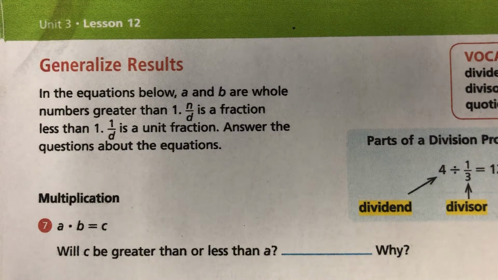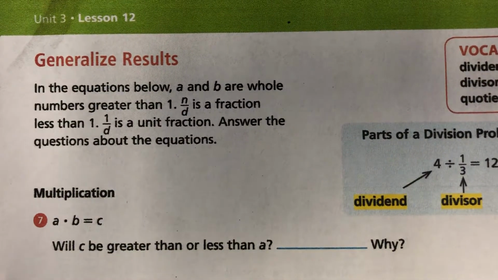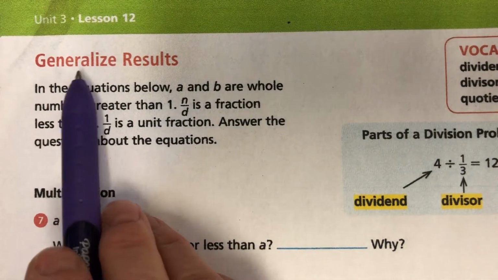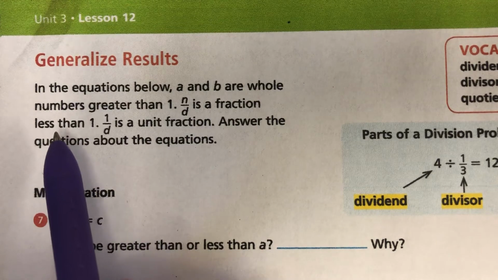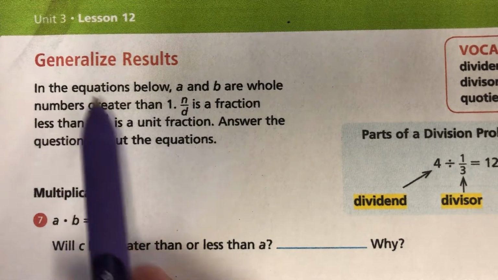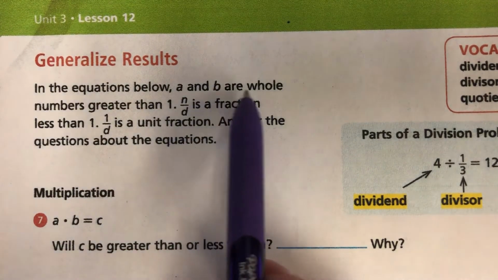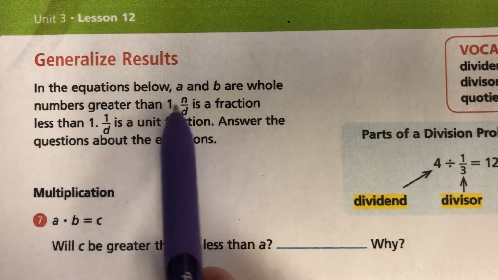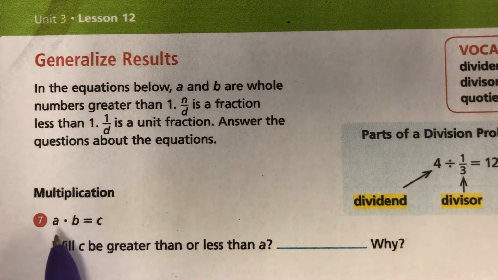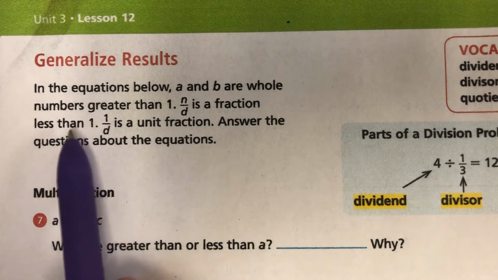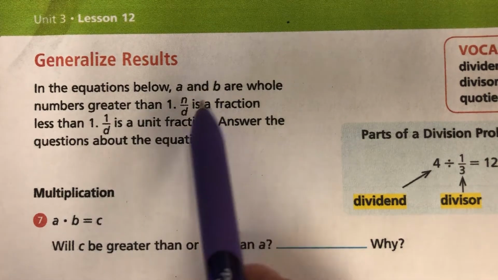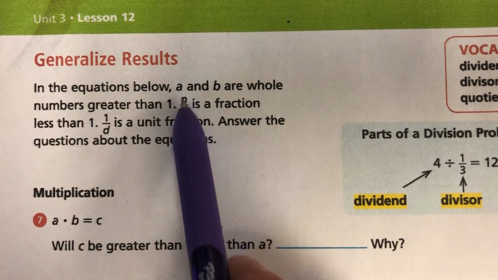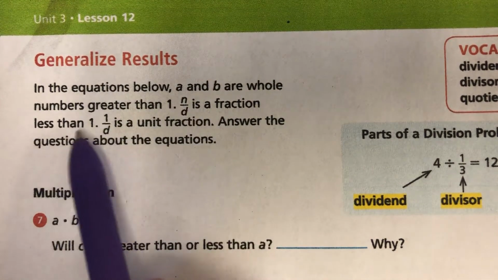Remember, you're going to write down whatever I write down, please, and make sure you're listening as well. So generalized results, that means we're basically going to look at some patterns and come up with a rule from it. In the equations below, a and b are whole numbers greater than 1. So these variables you see down here with an a and b, anytime you see an a or a b, those represent a whole number that is more than 1. N over d, like numerator over denominator, is a fraction less than 1.